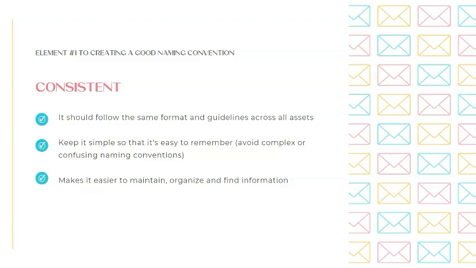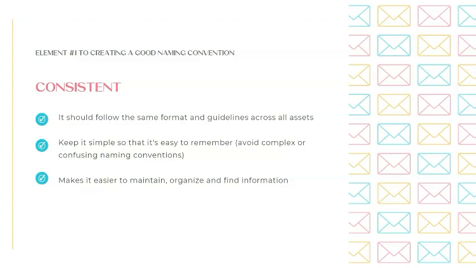That way, one, it's easy for you to remember, which is this next point here. And also keep it simple. Keep it simple because you really want to make these naming conventions easy for you to remember, so that you're not having to reference a document every time you're about to create them or every time a team member needs to reference something inside of your email marketing platform. You want to keep these naming conventions simple and easy to remember. This means you want to avoid complex or confusing naming conventions.